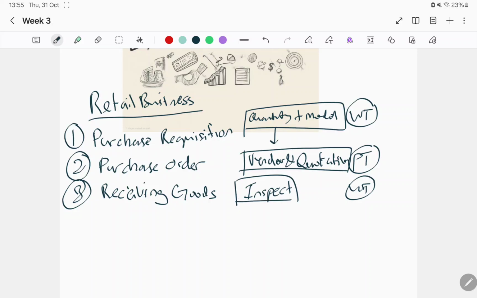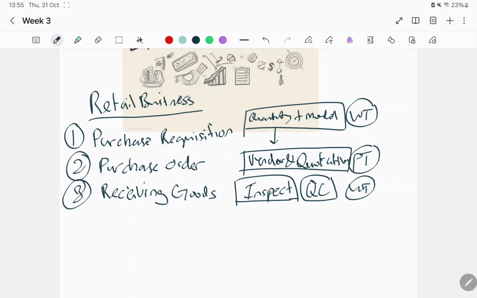Inspect the goods. Check the quality control, whether it's good or not. If it's not good, then they will notify the vendor and report back to the vendor. If it's good, then they will usually update the system, right?